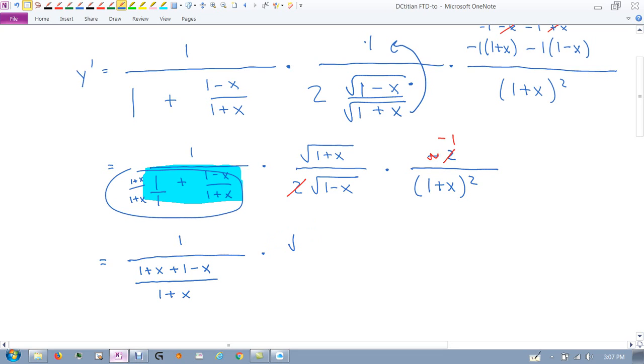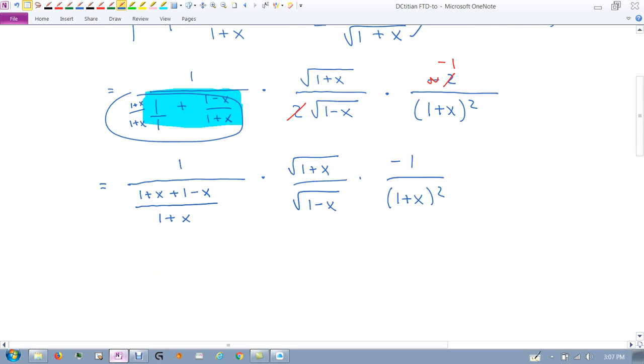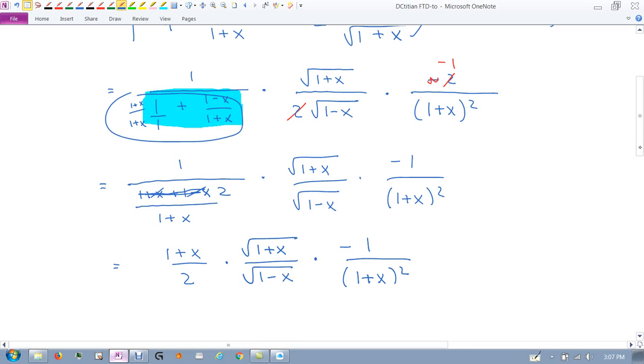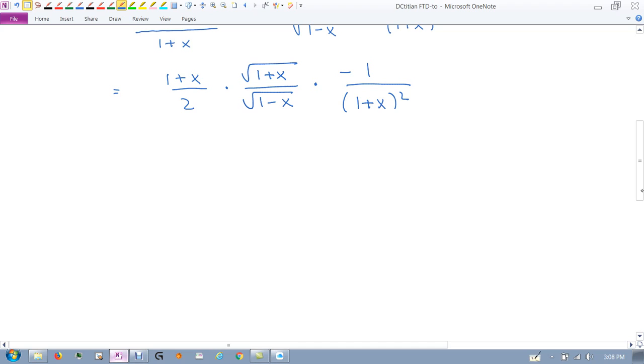Times this over here. Oh, too bad those don't cancel. 1 minus x. And then over here, negative 1 over 1 plus x squared. All right. Now, these x's cancel. I should just get a 2 there. So watch this. 1 plus x over 2. Because this up here becomes a 2, and 1 over a fraction flips, I just get this thing right here. Okay, and then I have root 1 plus x over root 1 minus x, then times negative 1 over 1 plus x squared. Okay, now check this out.